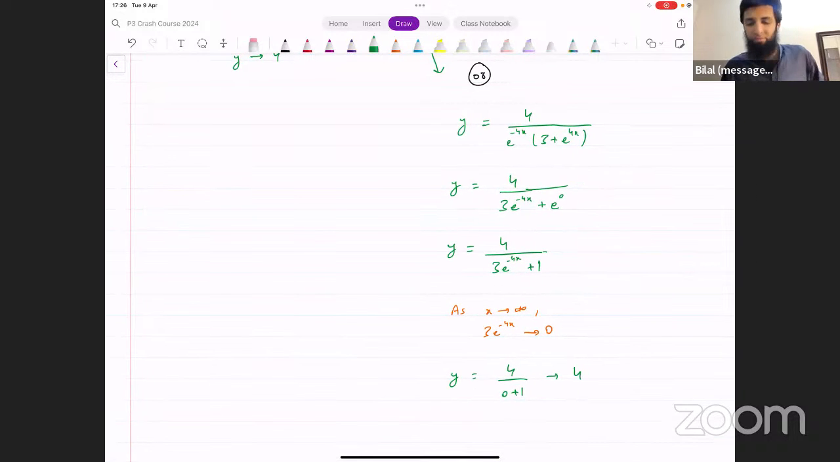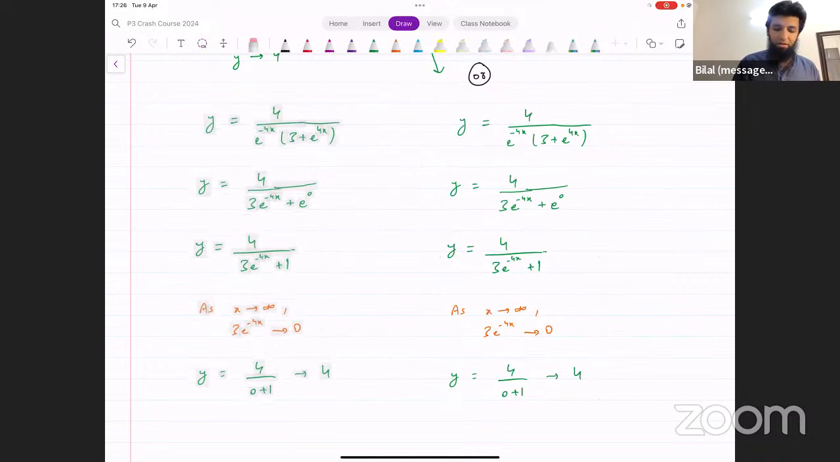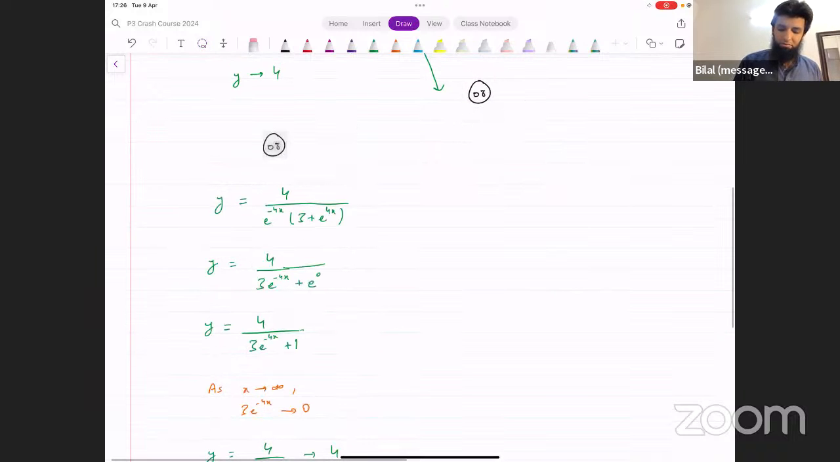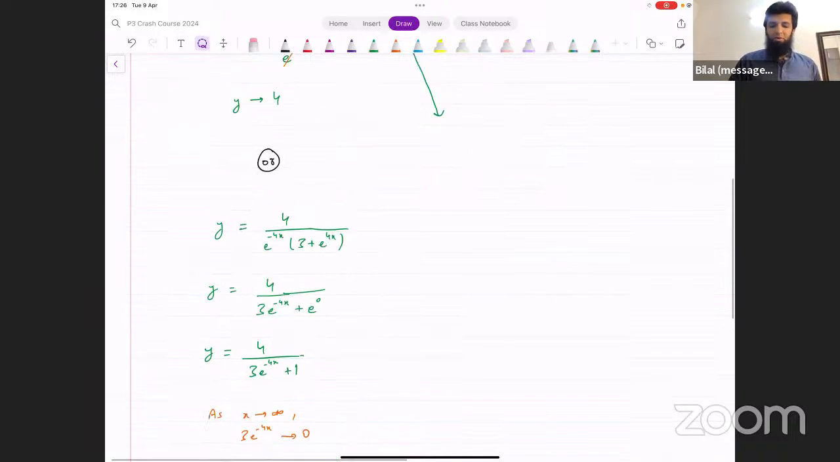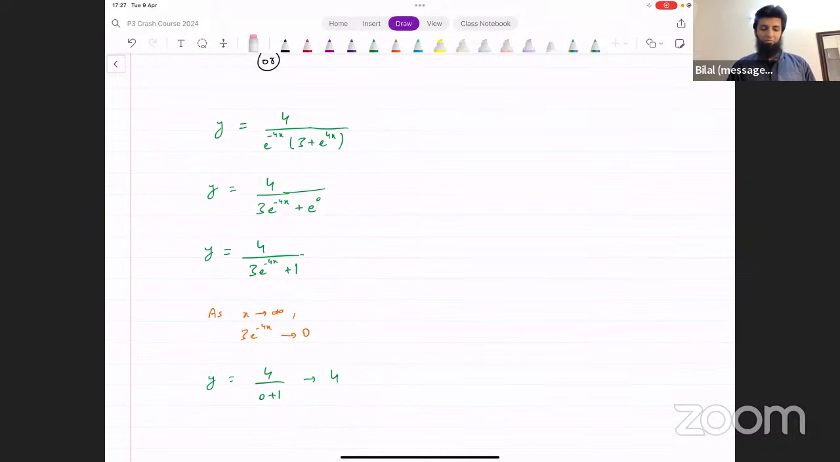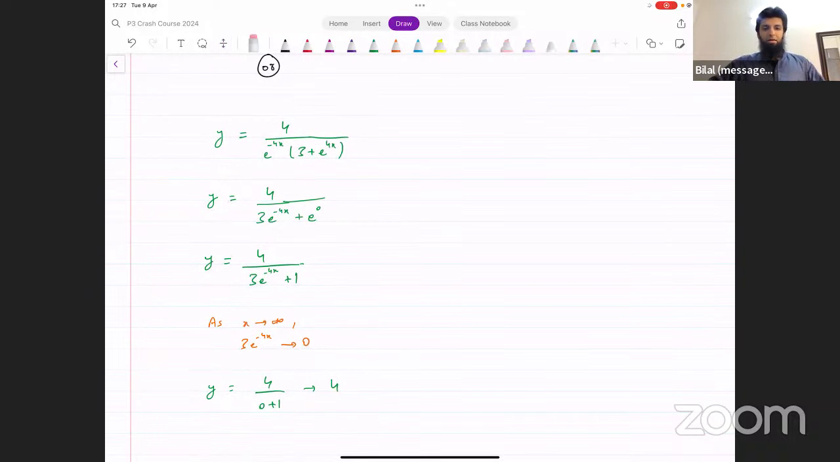But again, this is just for your own understanding. In the exam, I think the easiest way of doing this would be on the calculator. Okay? But if you're interested, this is also another way to think about this. Okay. Makes sense to everyone? Any confusions?